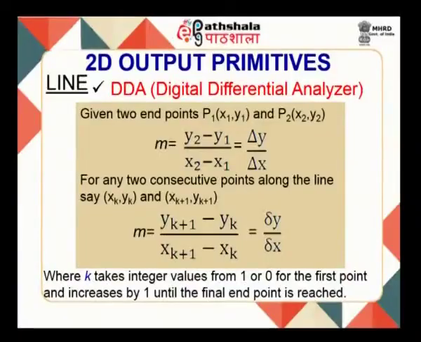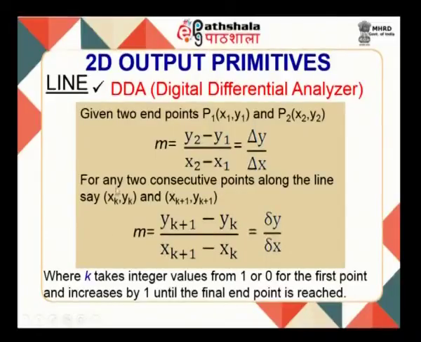If you look at these steps, given the 2 endpoints P1 (x1, y1) and P2 (x2, y2), slope can be computed using the simple equation (y2 minus y1) by (x2 minus x1), which is nothing but delta y by delta x. Any two consecutive points along the line also satisfy the same property; if you compute the slope taking any two consecutive points on the line, it also gives us the same slope.